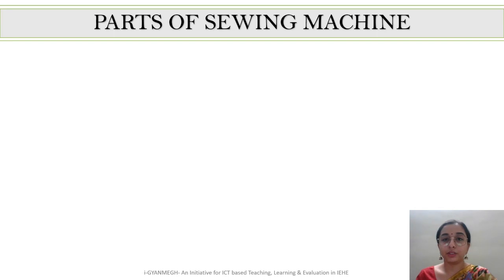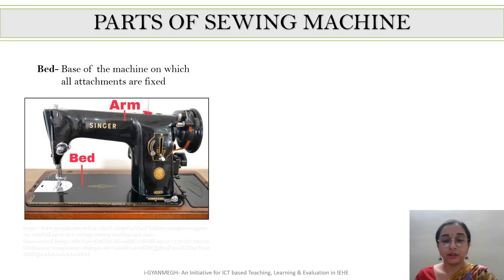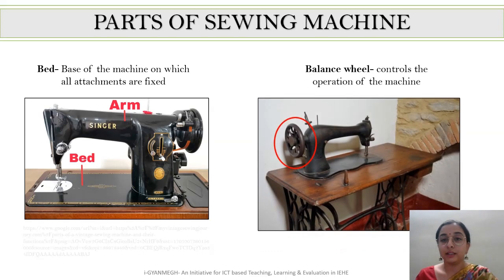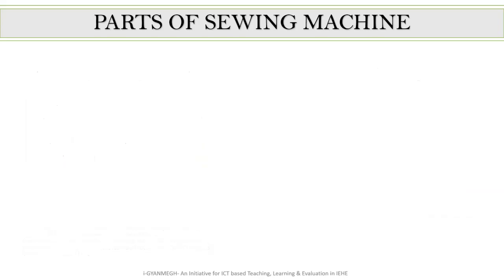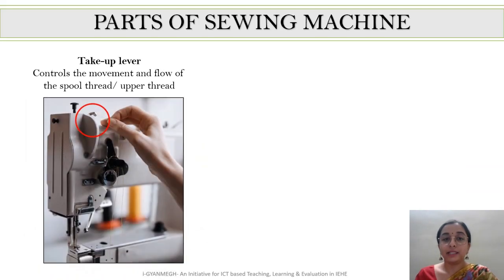To understand the parts of machine, we'll be going one by one. The very first is the bed. So what is the bed? Bed is the base of machine on which all the other attachments are fixed. The next is the balance wheel. This balance wheel controls the operation of the machine.